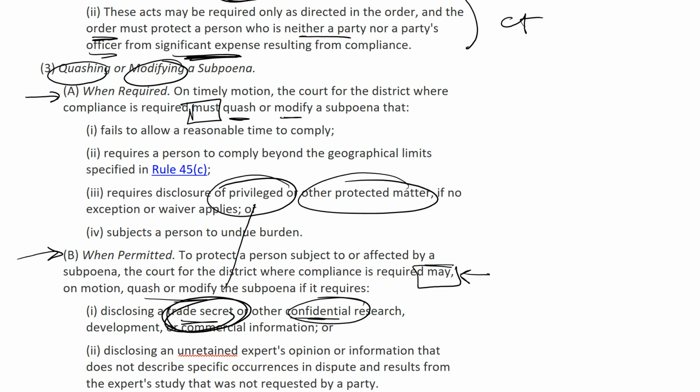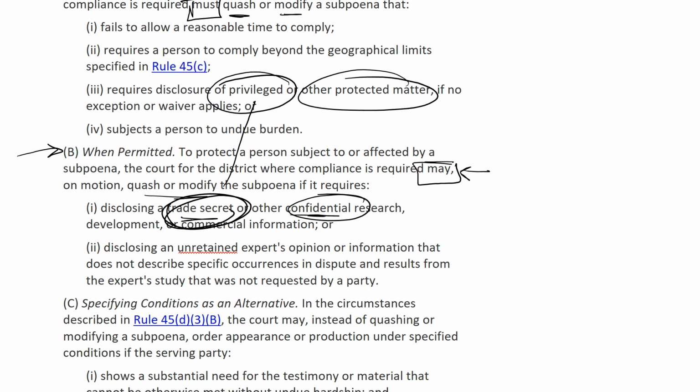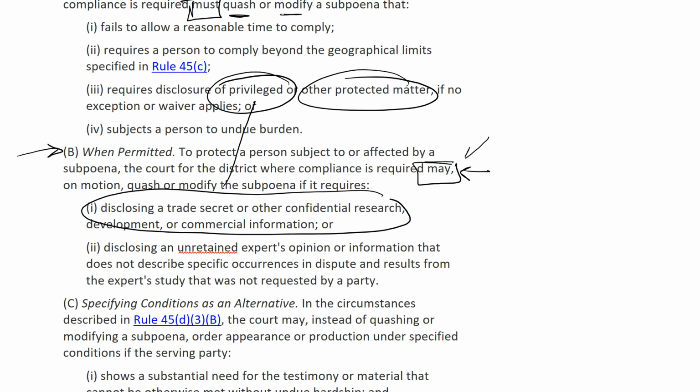A huge trade secret. Okay, it actually falls within my field, intellectual property, or other things that aren't trade secret but confidential research or commercial information. Okay, so your business secrets, in other words. Well, here the court can quash or modify the subpoena, but it doesn't have to.